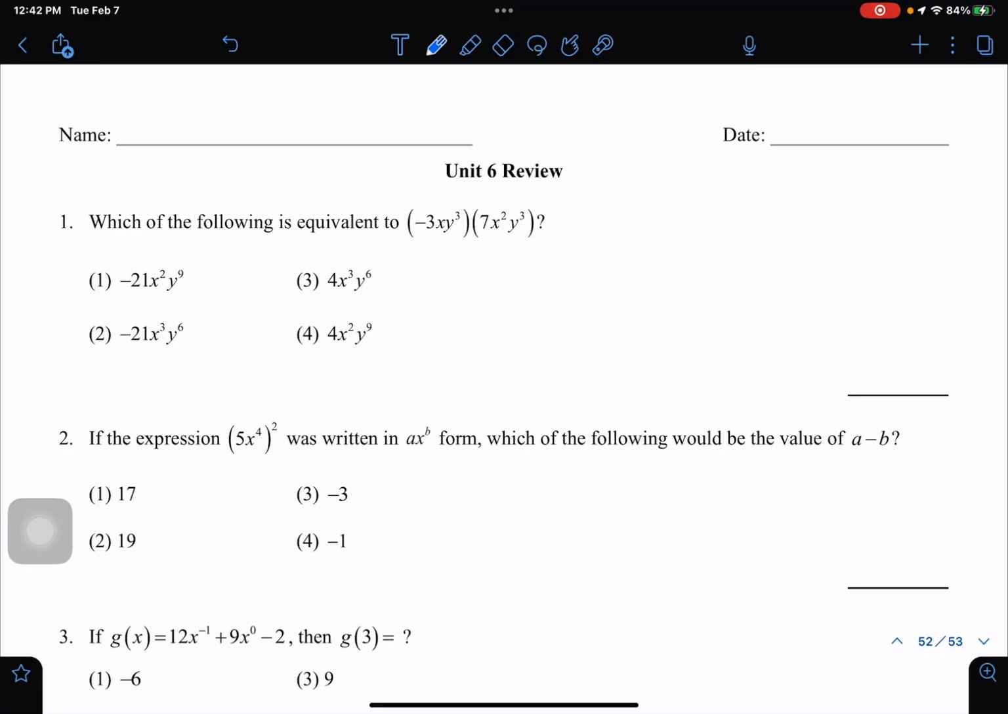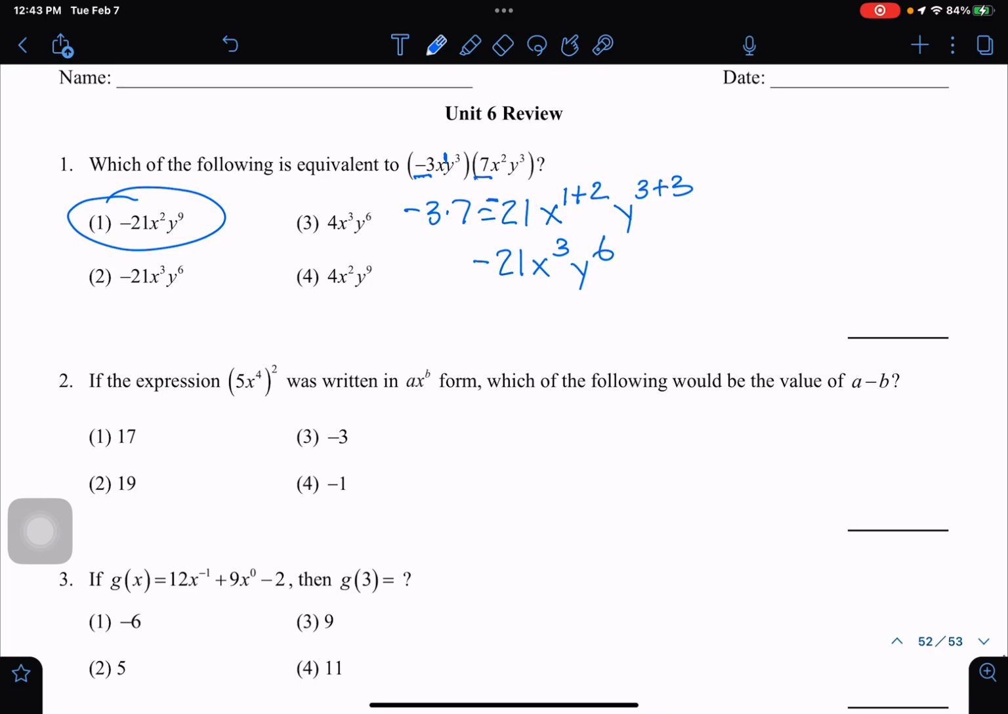Okay, so let's look at the review sheet for today for tomorrow's quiz. Number one is multiplication, right? So multiplication means we're going to multiply the two coefficients, which is negative 21. And then there's a little 1 here. When we don't write it, there's always a 1. So we're going to do x, and we're going to add the exponents: 1 plus 2, and y to the 3 plus 3. So it becomes negative 21, x to the third, y to the sixth, which is number one.